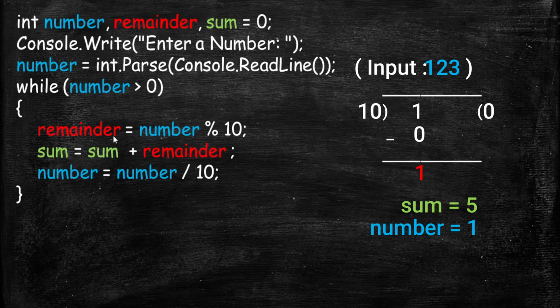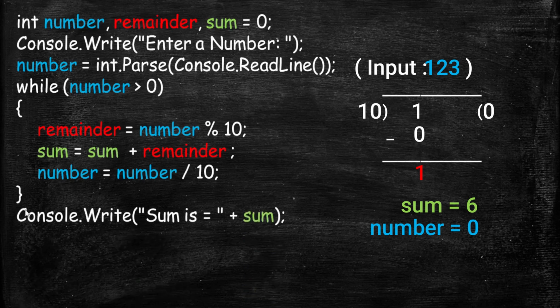So now our remainder is 1, and our sum value was 5. So 5 plus 1 gives us 6. As you can see, we got the sum of 1, 2, 3, which is 6. Now we just remove the 1 from the original number, and if we divide 1 by 10, we get 0.1. So now our number will become 0, and this loop will run again. It will check whether the number, which is 0, is greater than 0. This condition is false. Then it will just print the sum of the number, which is 6.